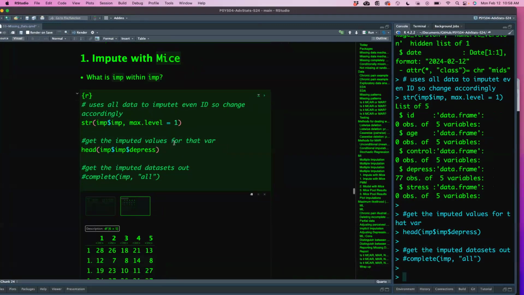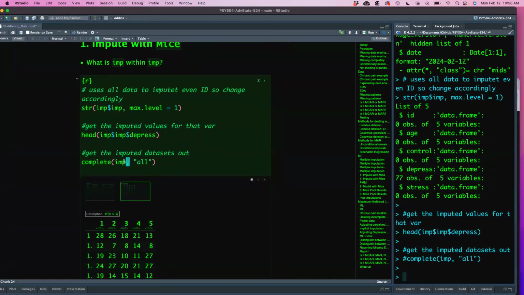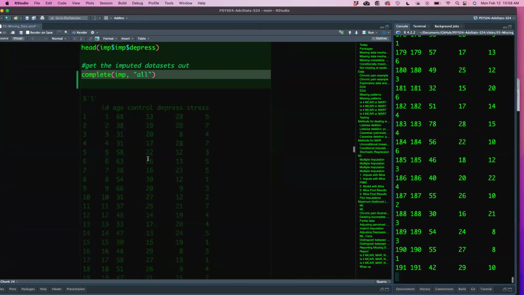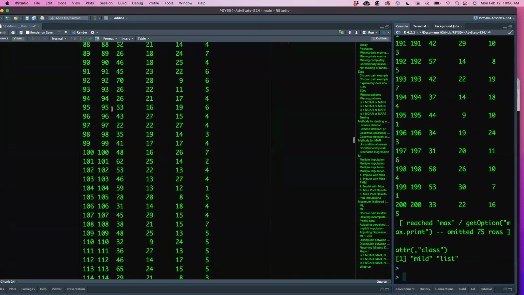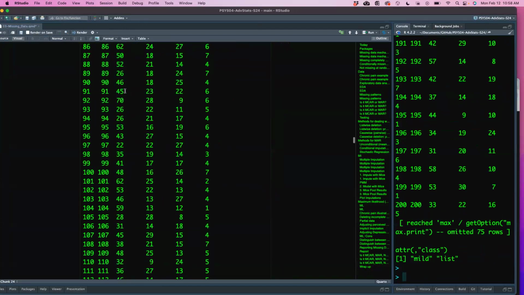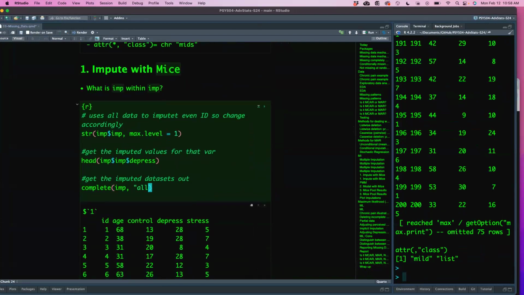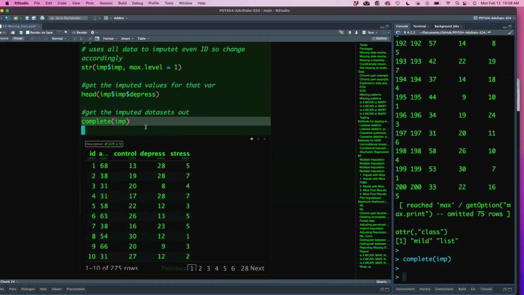To get our actual data set out, we can use this complete function, and you can get out the complete imputations, so each of the 5 imputations, where the full data set is returned, or you can just get one of the imputed data sets out. So doing all will give you all of them, right? So we have an object list of 1, so that's the first imputed data set, and then there's 2, and so forth and so on. If you just use complete, it'll just give you 1 data set, one of the imputed data sets there. So that's how you can get that data out if you wanted to look at it and mess around with it.